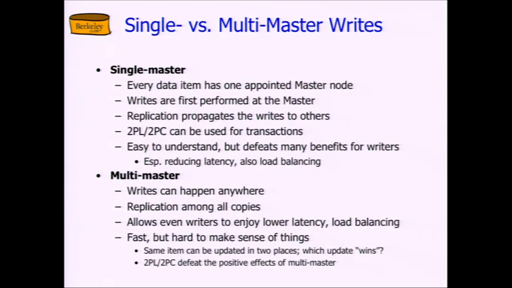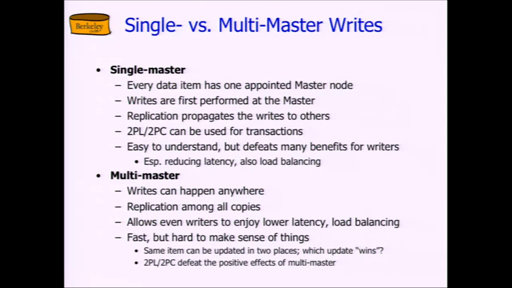And it doesn't have to be that there's a master for all things. The mastering of different items could be different, but every item has one master. You can use two-phase locking and two-phase commit to layer transactions on top of this in a very natural way, because all the locks can be set at the masters of the data items. This is very easy to understand, very clear. All writes are going to go to well-known places. You can set locks in those well-known places. It's easy to understand. But a lot of the benefits of a distributed database get lost, particularly for writers.